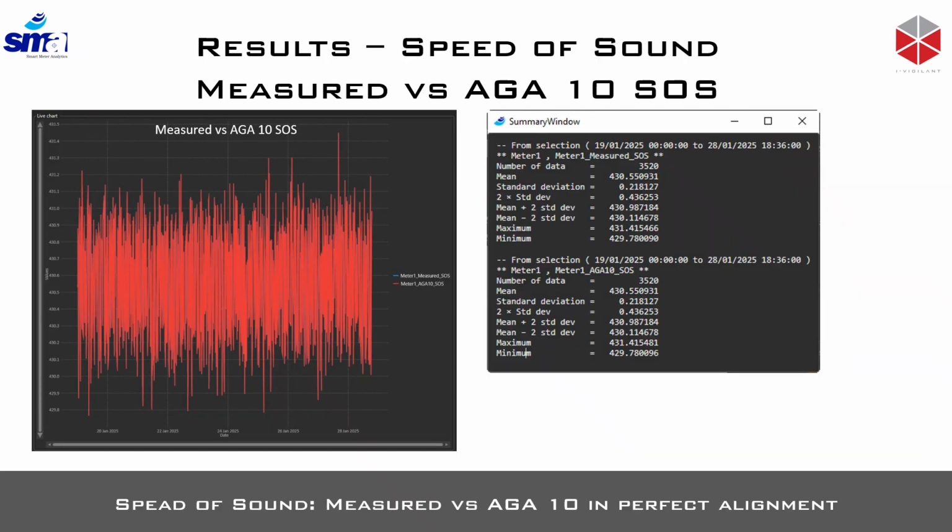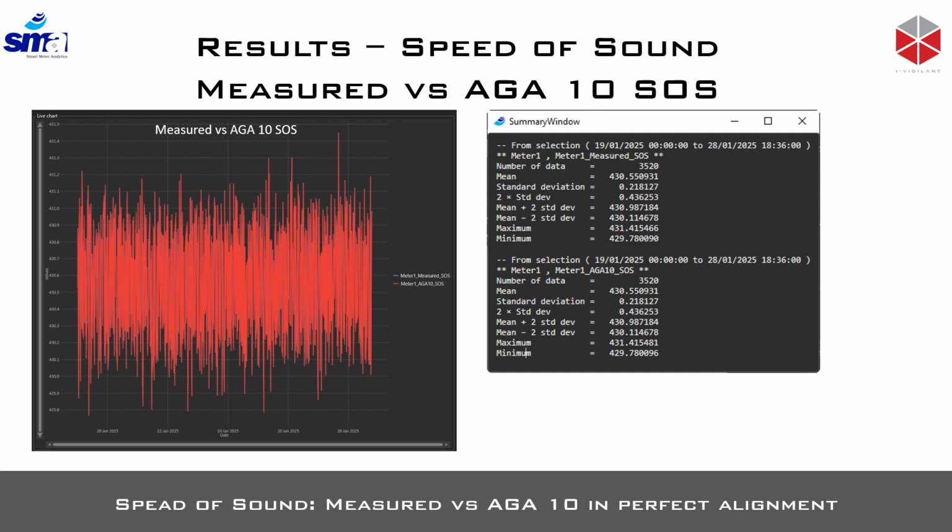To explain the test setup, the following is the result based on the gas composition, pressure, and temperature that we have introduced to the system. So we got a velocity of sound or speed of sound that's coming from meter 1 measure SOS, and then we also compare it against the meter 1 AGA-10 SOS. If you see this particular trend here, we are basically seeing two data here. The first data is from measure SOS, the second data is AGA-10 SOS.